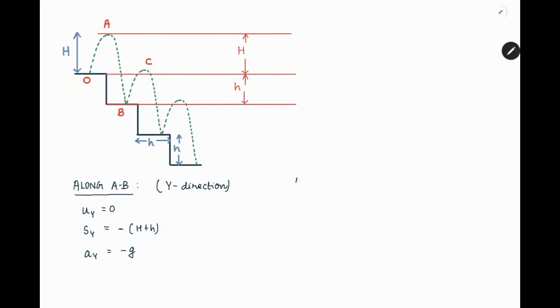And if we also write along B to C, again over here we are only considering the y direction. For the collision to take place at B and then acquire some velocity, we say that the initial velocity along y in this direction be, let us say, u. Displacement in the y direction from B to C is equal to plus H, as after each collision it is going to attain a height capital H. So we are mentioning it as plus H, and acceleration in the y direction is equal to minus g.